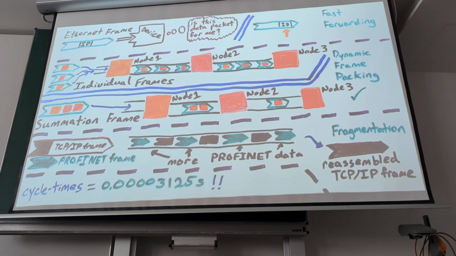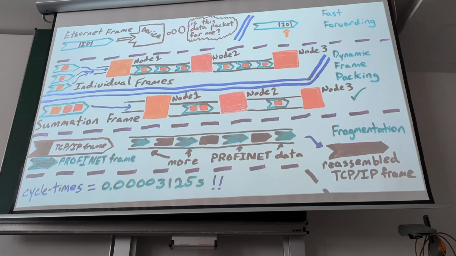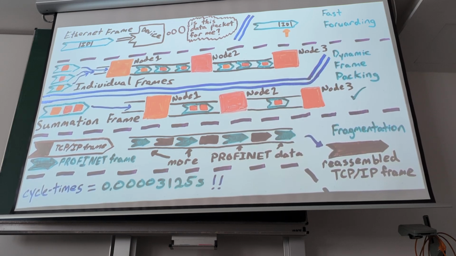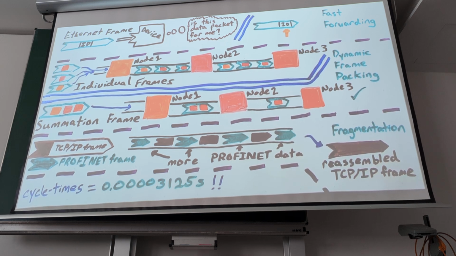Because the biggest frames in the TCP/IP world take around 120 microseconds, so about 4 times more time to actually be transmitted. And that's why they get fragmented.